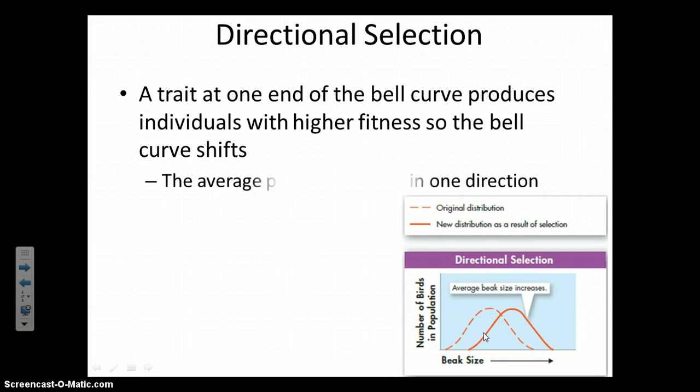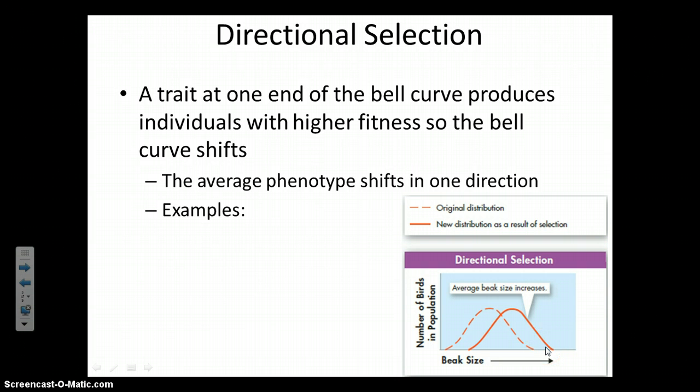Directional selection means that there's a shift in that average phenotype. The dotted line was what we started out with. We started out with beaks that were a little bit smaller, and over time, the beaks got larger on average. So the smallest beaks became a little bit larger, and the larger beaks became a little bit larger as well.